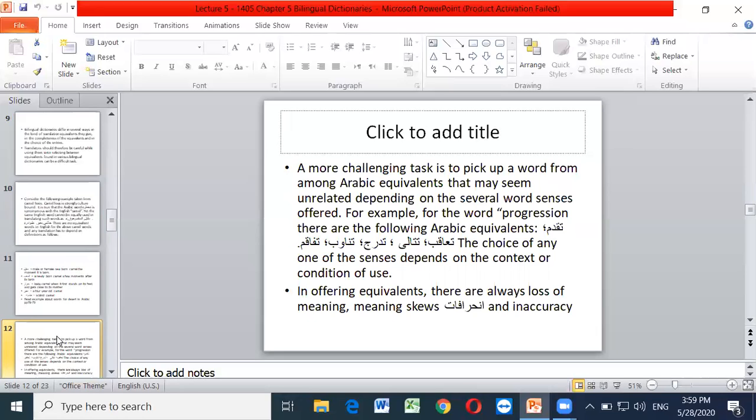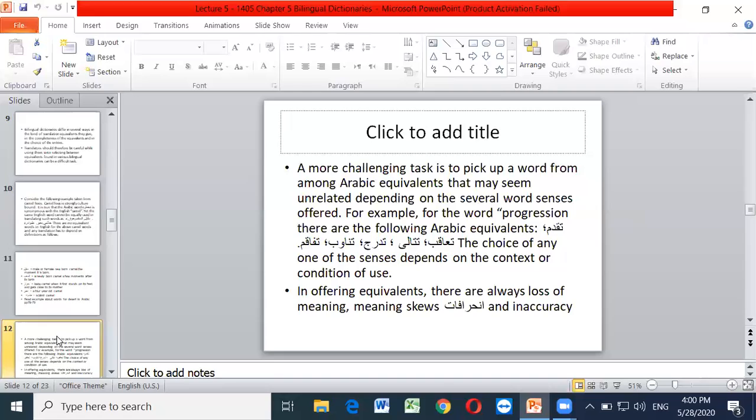A more challenging task is to pick up, to select, to choose a word from among Arabic equivalents that may seem unrelated depending on several word senses offered. For example, for the word progression, there are the following Arabic equivalents: تقدم, تعاقب, تتالي, تدرج, تناوب, تفاقم. The choice of any one of these senses depends on the context or conditions of use.